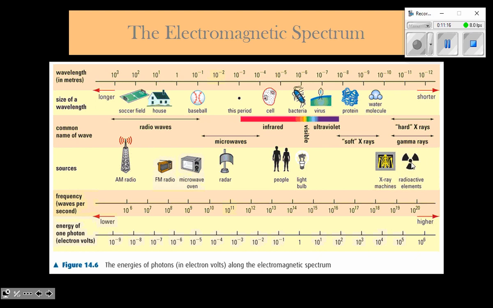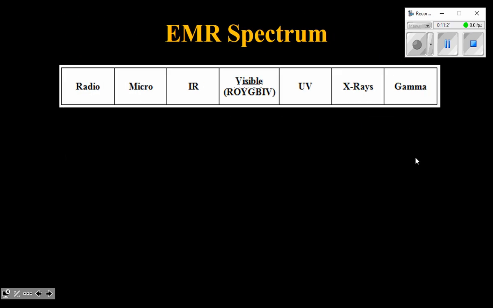And we're going to see how these are produced in a couple of different ways in the remainder of this course. So again, the EMR spectrum that we look at, generally radio waves, microwaves, infrared, all that visible, the ROY G. BIV, ultraviolet, X-rays, and gamma.